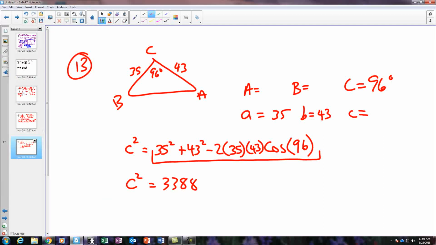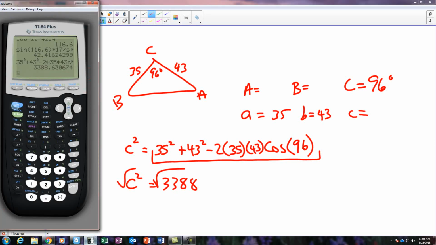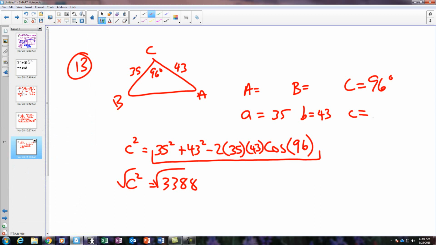3388, and to finish solving for c, I take a square root. So I go back to my calculator and I square root the number above, and I get 58.2. All right, so 58.2 degrees, or it's not degrees, what am I kidding? 58.2 is the side length. Notice it is the biggest, which makes sense for the 96-degree angle. Now I have both c information.